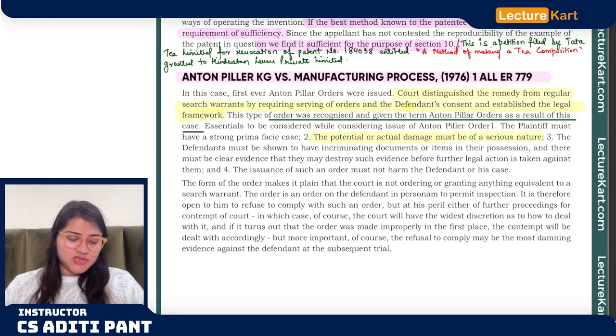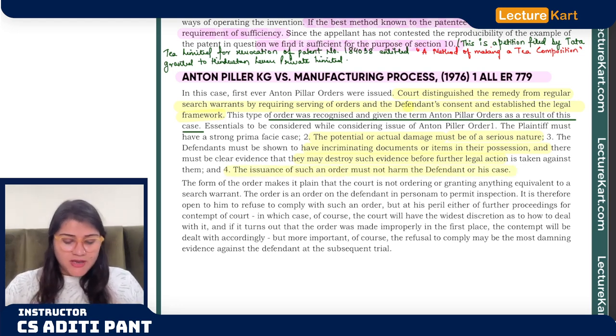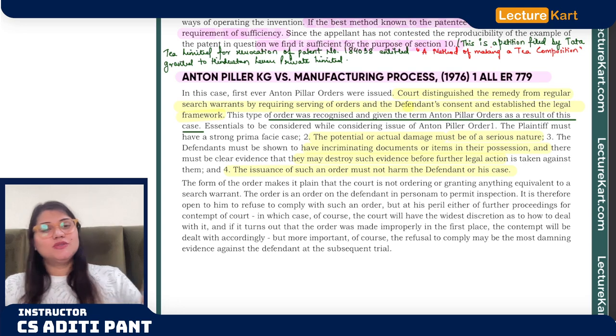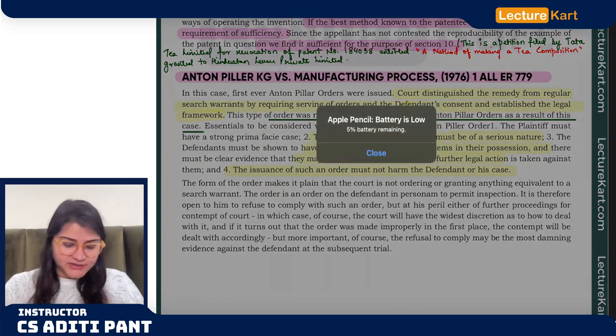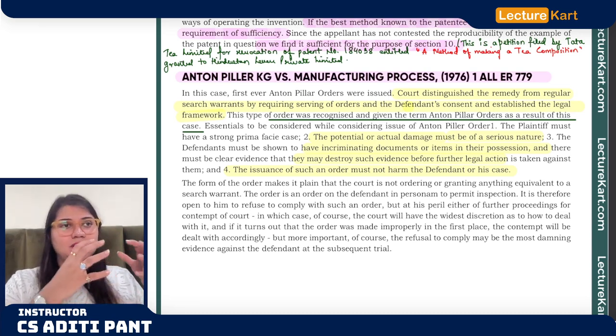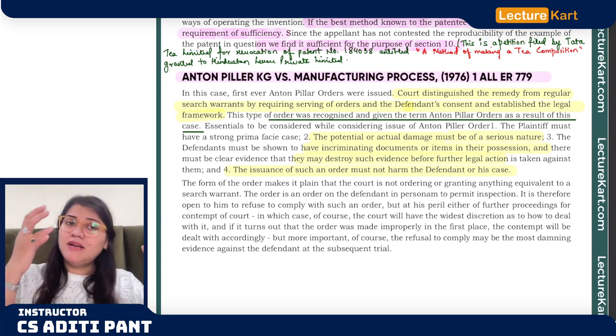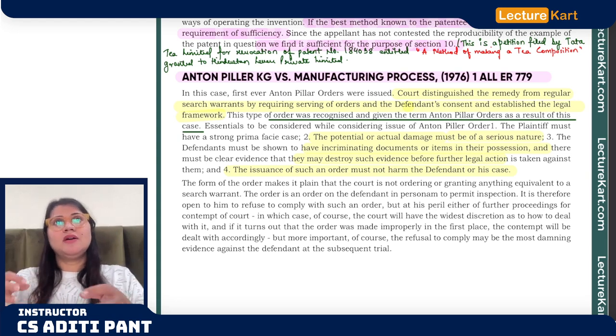The defendant must be shown to have incriminating documents or items in their possession, and there must be clear evidence that they may destroy such evidence before any further legal action could be taken against them, and the issuance of such order must not harm the defendant or his case. So this is the uniqueness and beauty of this Anton Pillar order, that undoubtedly the contention of the plaintiff was taken into consideration. That means a kind of protection was given to the plaintiff, but at the same point of time, there was no harm done to the defendant.